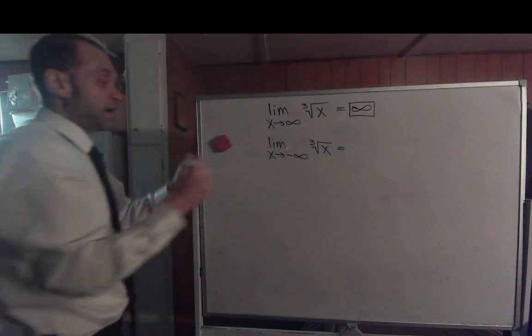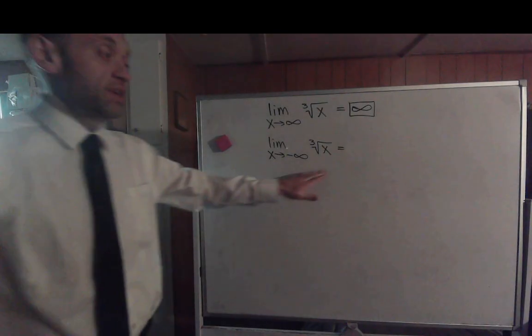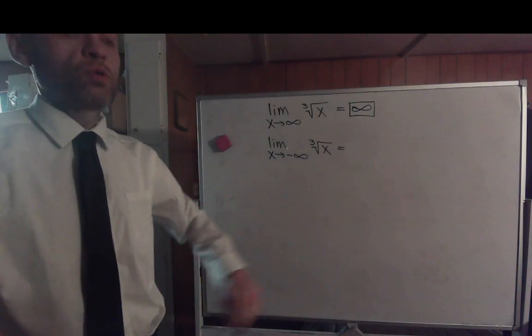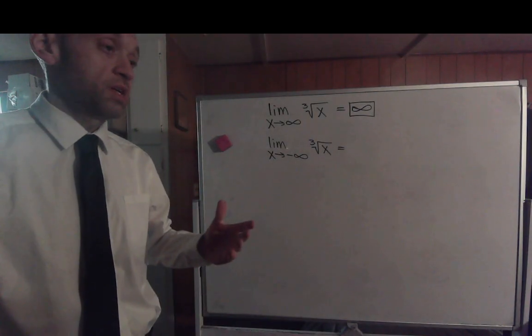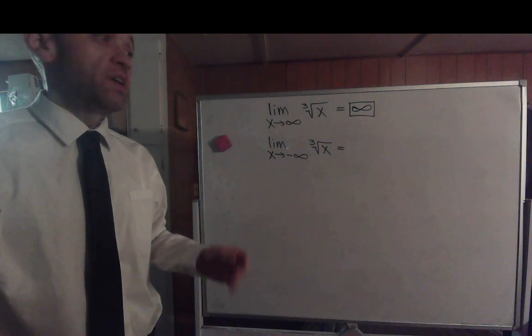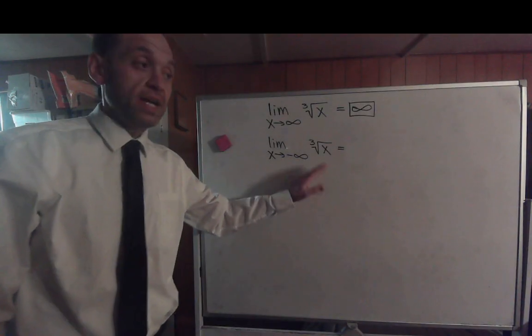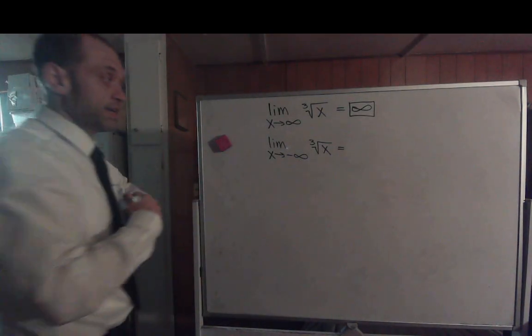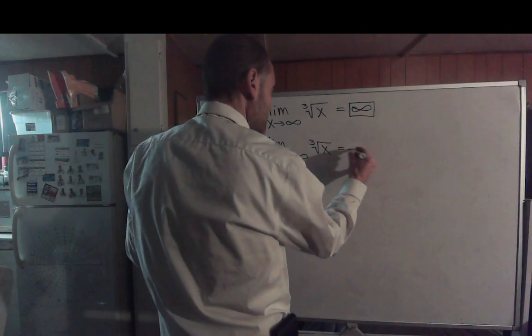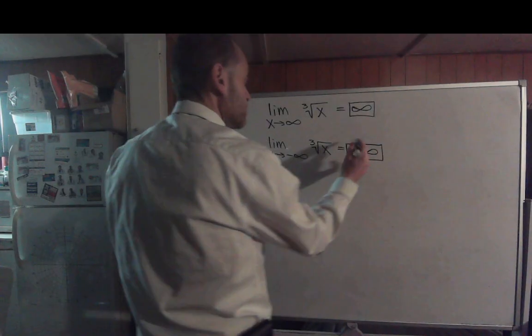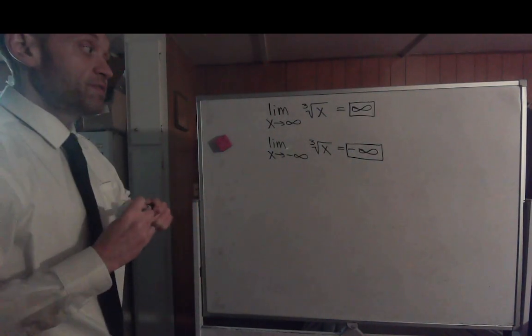Now, what about as x approaches negative infinity of the cube root of x? The good news is that the cube root function, or any odd root function, is defined for the set of all real numbers. So the cube root of a negative number is going to give you a negative. That means that the limit as x approaches negative infinity of the cube root of x would be negative infinity.